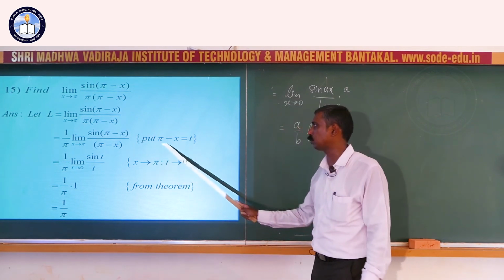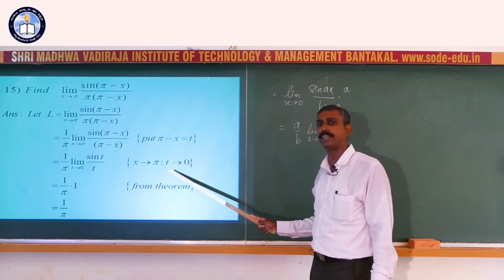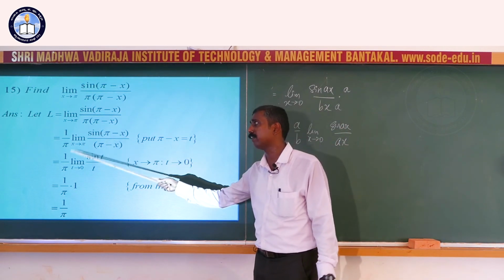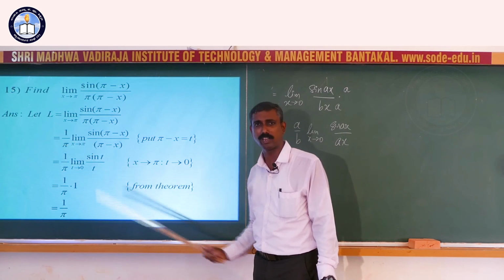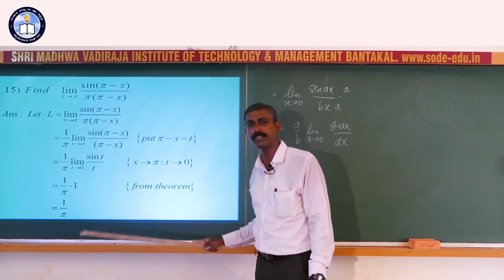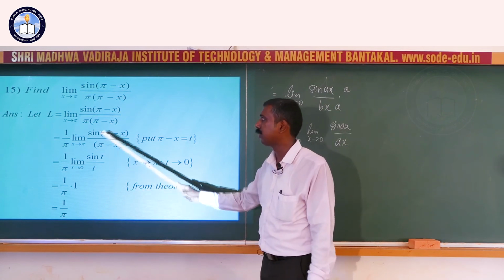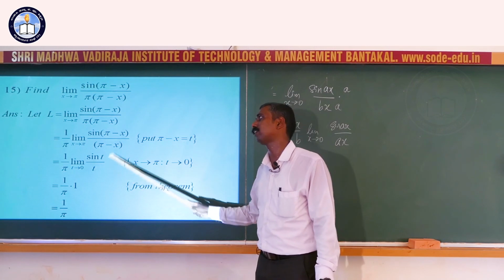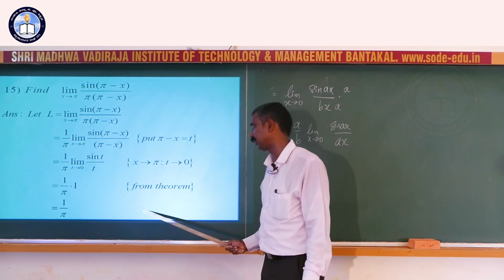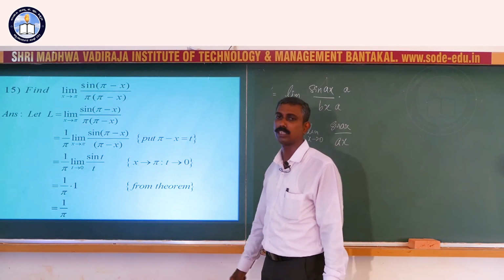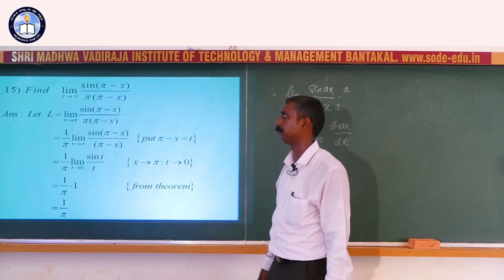As x tends to pi, what happens to t? t tends to 0. So, you have 1 by pi, which is a constant, that can be taken out of the limit as per the algebra of limits. So, you have taken the constant 1 by pi outside. Limit t tends to 0 of sin t divided by t, which is nothing but 1 from the theorem, and you have 1 by pi into 1. So, the answer is equal to 1 by pi.